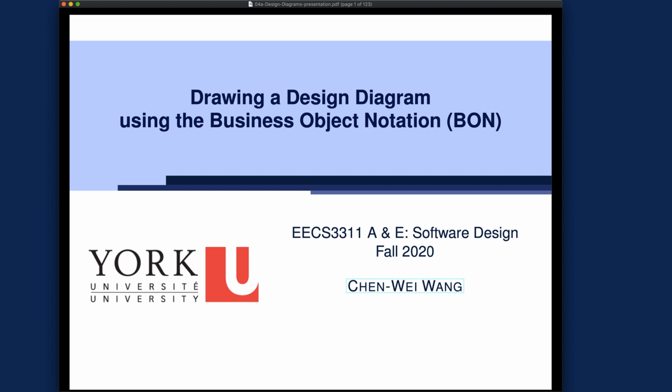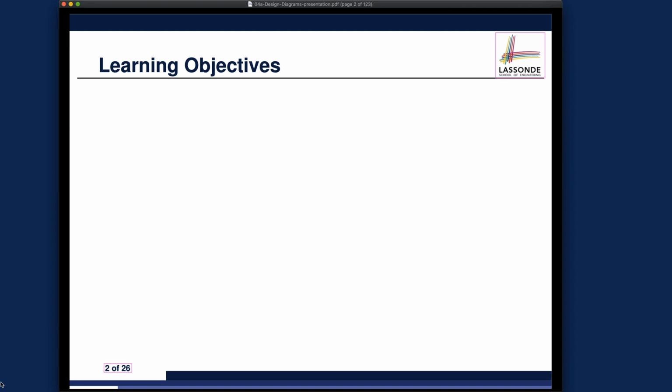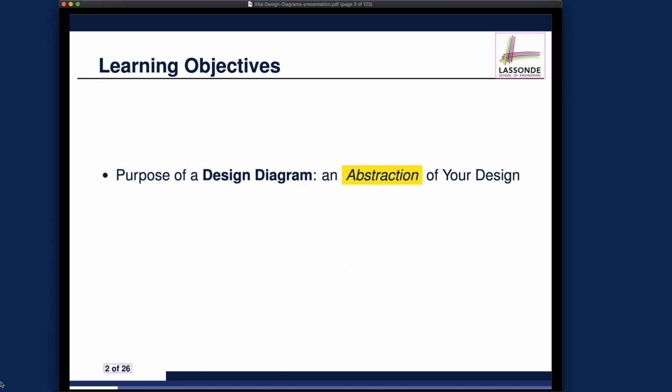Let's first of all see the learning objectives for this lecture. Number one, we want to really understand what the purpose is for the design diagram. It's really about creating an abstraction of your design. So we will talk about what abstraction really means. It's really about being selective.